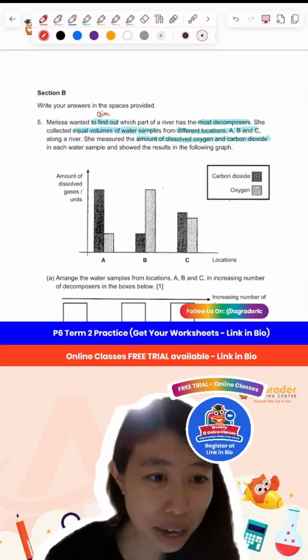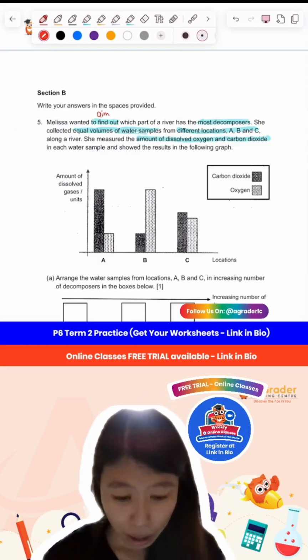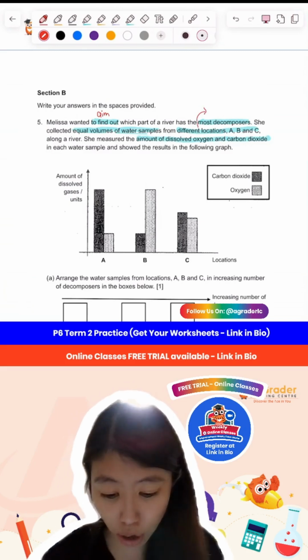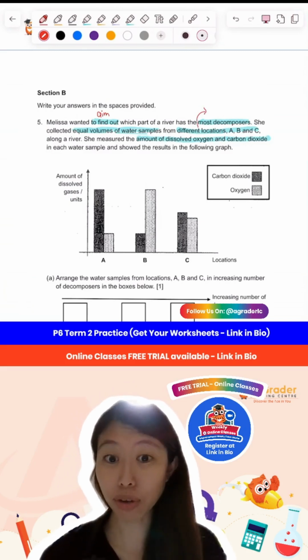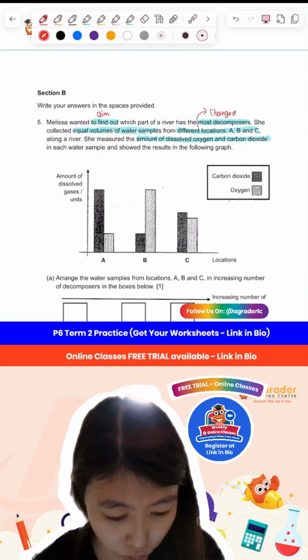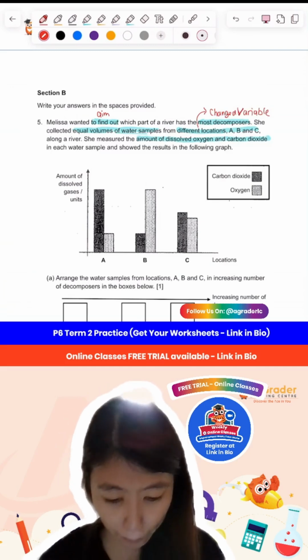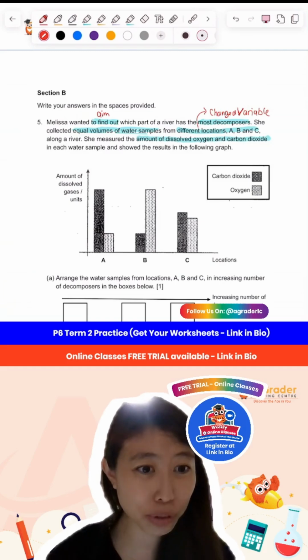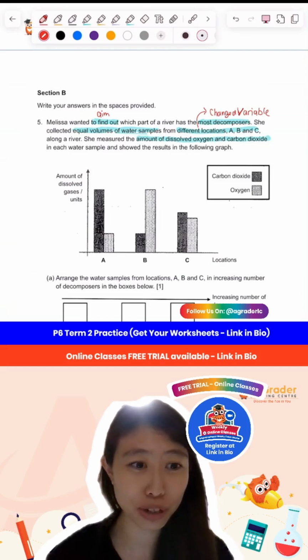Aim. So as someone told me, the changed variable would be the different locations, the locations of the water samples along the river. So these would be my changed variable. And what would be my measured variable then? Very good. The rest of you who wrote aim for my first question, very good.